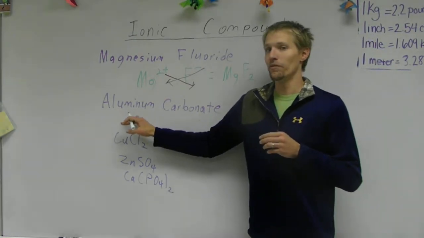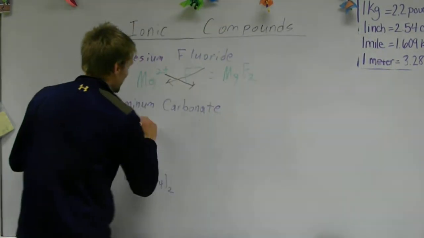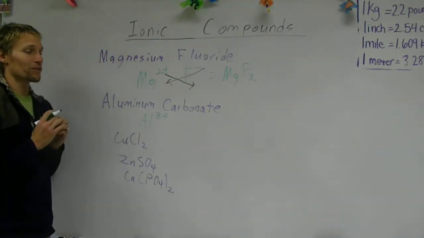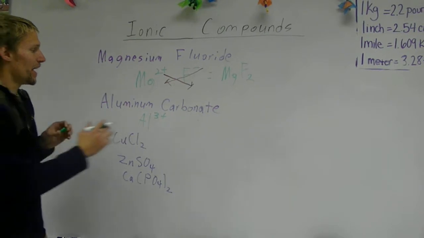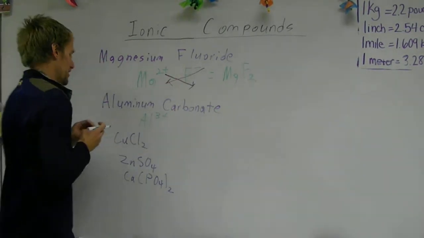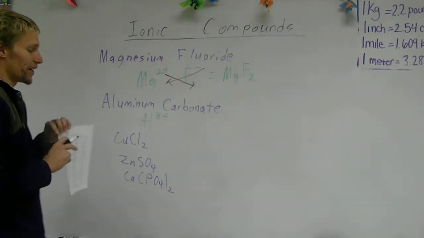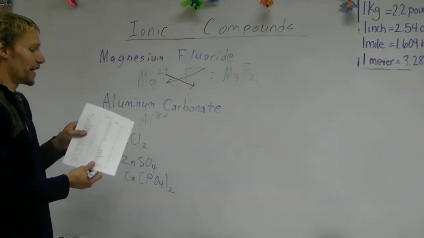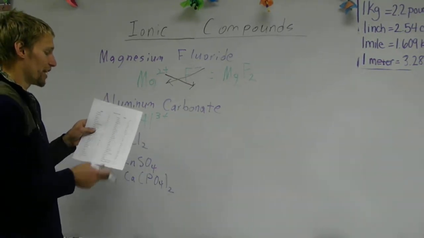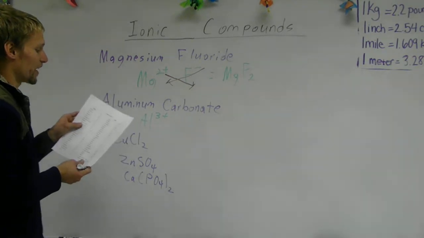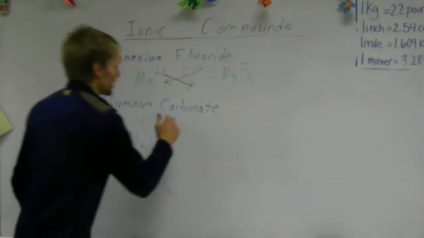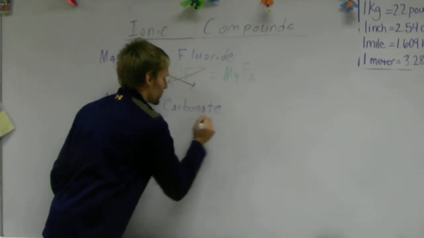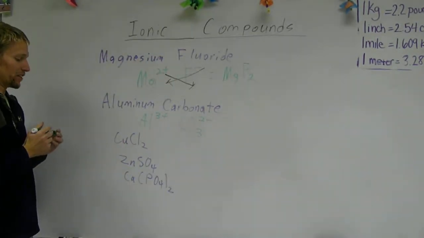You find aluminum first. Aluminum is Al, and it's a 3+. So we get a 3+ for the aluminum. And then we have carbonate. That's a polyatomic ion. You have to use your ion chart to find it. You're not going to find carbonate on the periodic table. So you find carbonate on your ion chart. You just go down. It's right on your ion chart. And then you should see it's CO3 with a 2-. So we have CO3 2-.